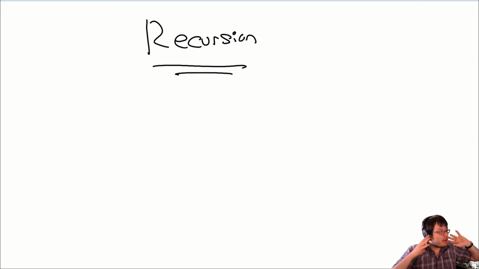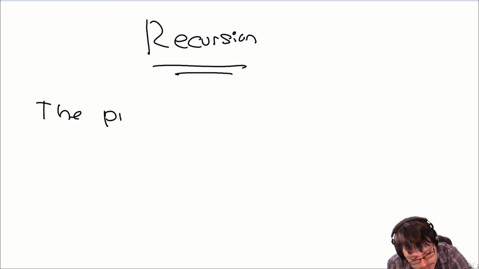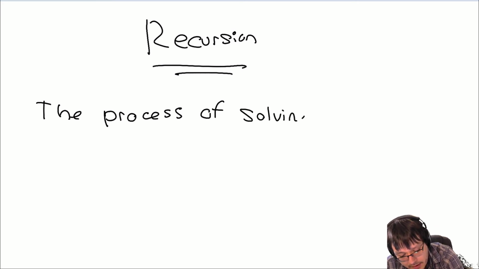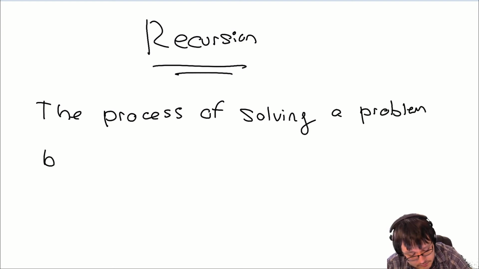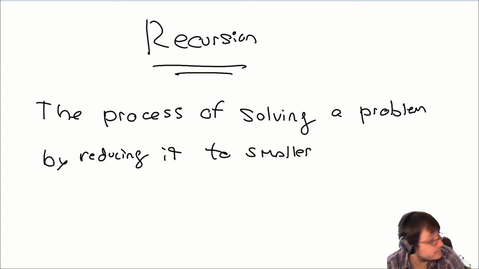And so the process of solving a problem by reducing it to smaller versions of itself is called recursion. And that's just right off the book. So let's go ahead and write that down here. There's got to be a second part of the definition, because otherwise I'm not happy with it, as this might be misleading in a way. But let's go ahead and write it because it's in the book. The process of solving a problem by reducing it to smaller versions of itself.